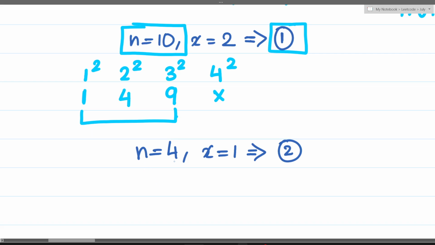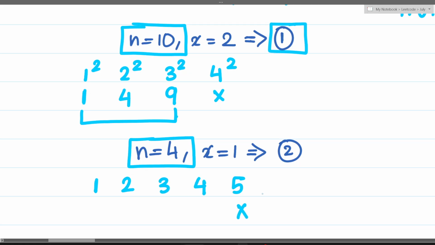So n is equal to 4. What I'm trying to make is 4, and the power is 1. So 1 to the power 1, 2, 3, 4, and 5 is actually out of the question.